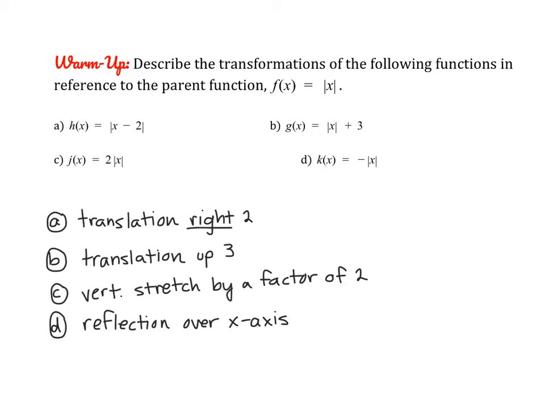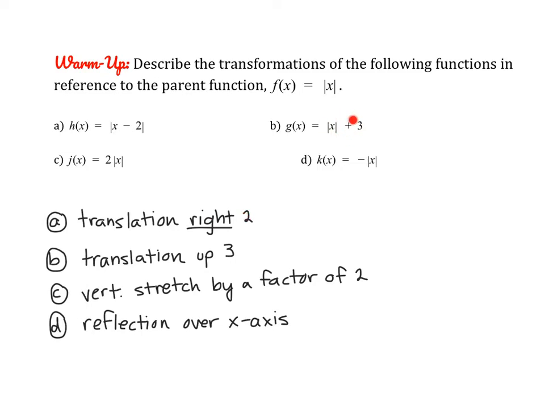So here we were using those transformation rules we learned about in the last video. Remember, anytime we're adding or subtracting, it's going to be a translation or a shift. If we are adding or subtracting grouped with x, it's going to go left or right. We just have to remember this always moves in the opposite direction. So since we're subtracting 2, it's actually going to translate our graph to the right 2.